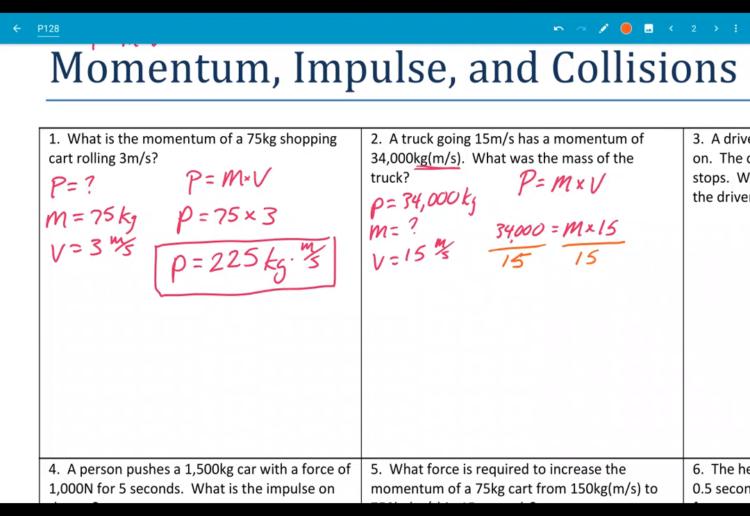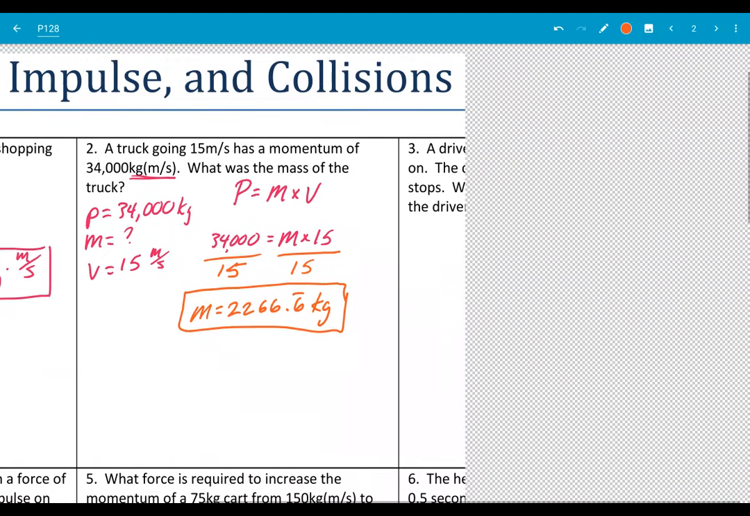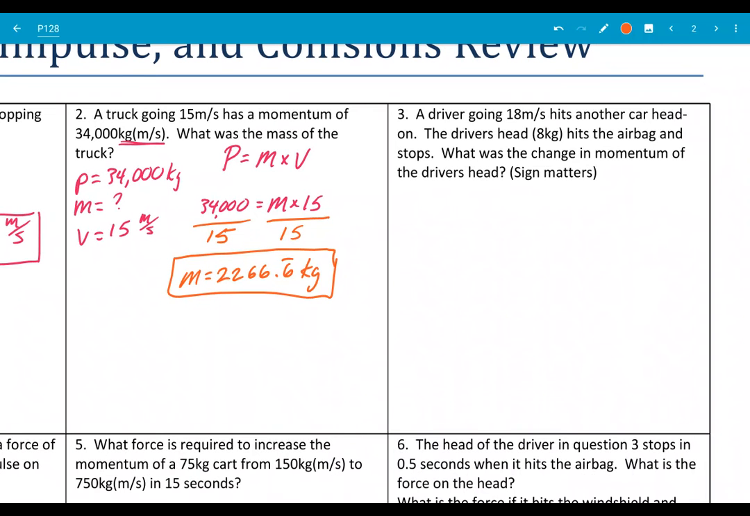Good. Did you guys get that the mass equals 2,266.666666666 kilograms? That's what I got. All right, so this is a truck, and that's about almost a 5,000-pound truck. Very good. All right, next we've got a driver.